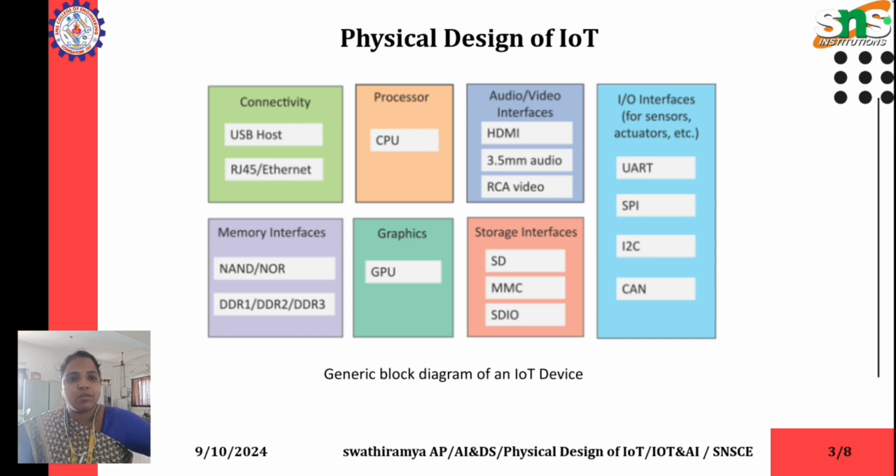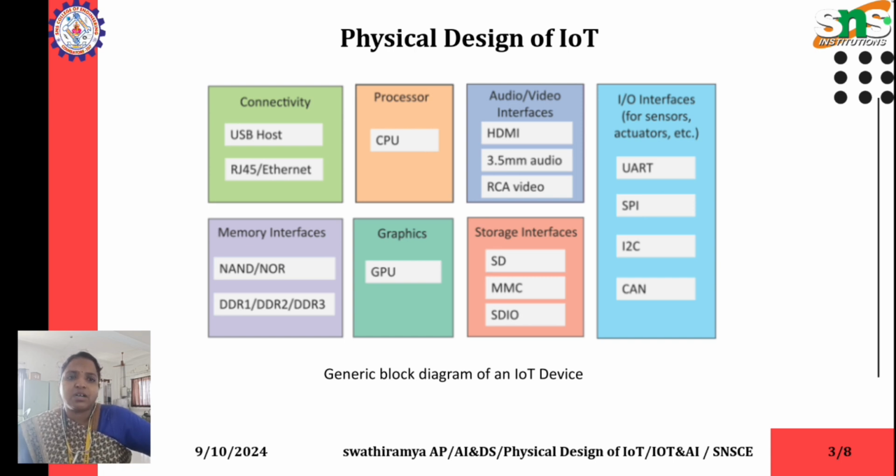So, next will be audio video interfaces. You see, IoT will not connect only numerical data, it will have data like images, videos, audios. So, we need audio and video interfaces. For that we have three things: HDMI, 3.5 mm audio, and RCA video. For audio we will use 3.5 mm audio. For audio and video we will use HDMI, and in olden days we used RCA video. This is for olden things.